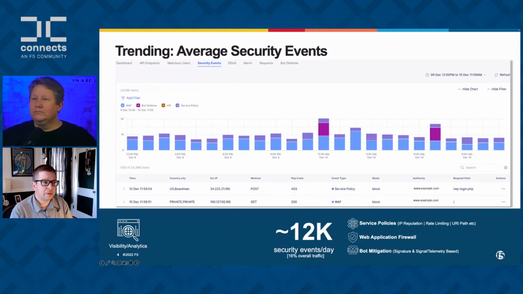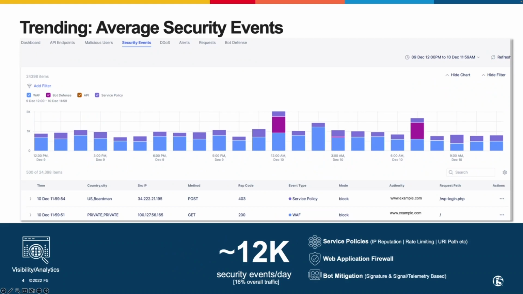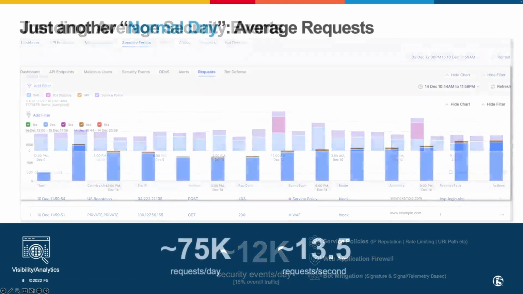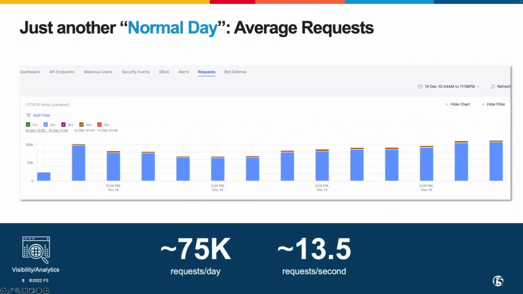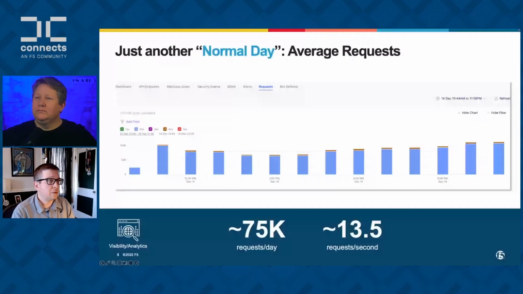Over on the right and towards the bottom, we're featuring some of the tools that were in use. So within the service policies framework, we have things like IP reputation, rate limiting, URI path. They don't sound the most exciting, but there's more to that. Also, the web application firewall, always the crown, one of the key pieces of any web defense and protection, and then bot mitigation, both signature-based and telemetry-based.